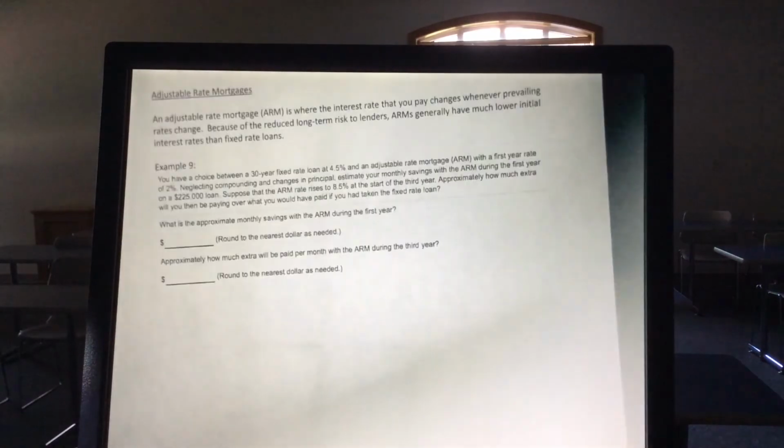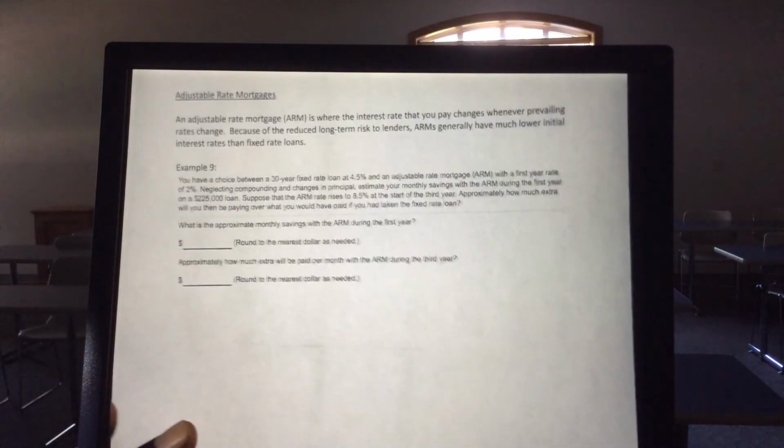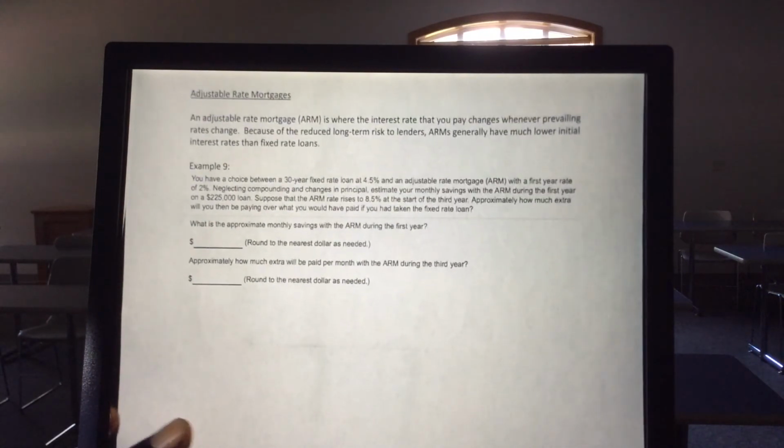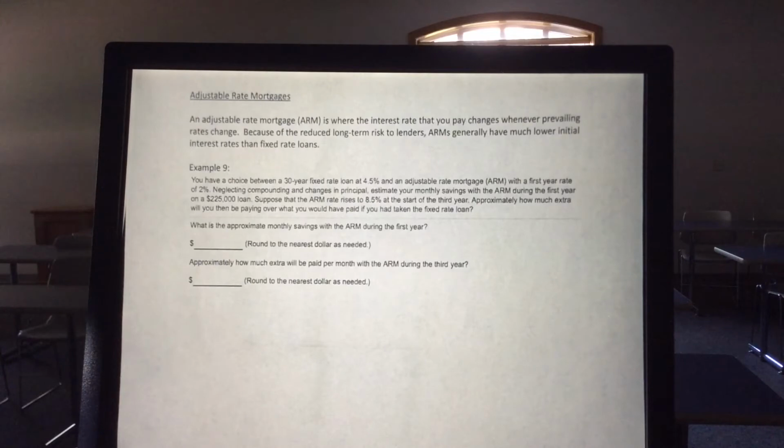Okay, finally, let's look at adjustable rate mortgages. An adjustable rate mortgage, or ARM for short, is where the interest that you pay changes whenever prevailing rates change. Because of the reduced long-term risk to lenders, ARMs generally have much lower initial rates than fixed-rate loans.